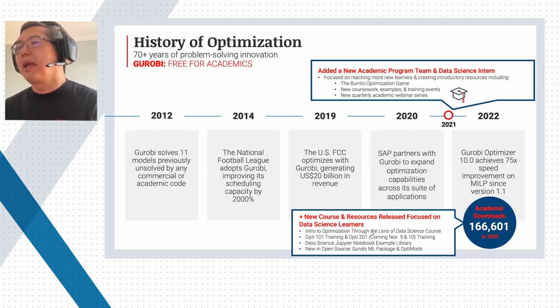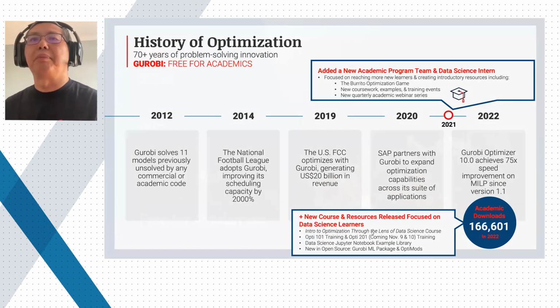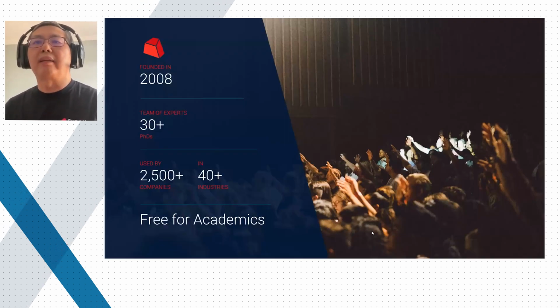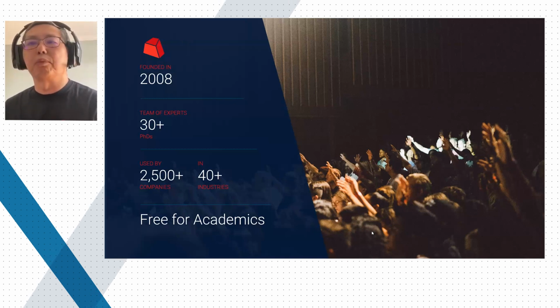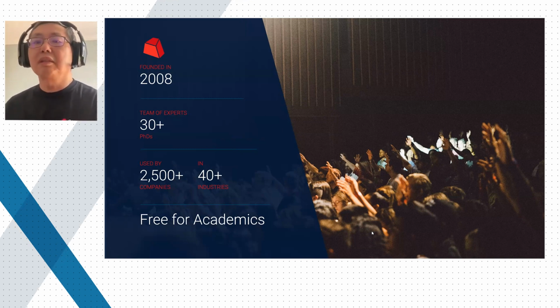One interesting thing: we have a lot of academic downloads, and for last year, more than 166,000. It's quite amazing. Now it's not just OR, but also data science, computer science, and engineering people who use it. We are quite happy. From the beginning, founding in 2008, to now, the company has more than 160 people, and we have a strong expert team with OR PhDs or computer science PhDs of more than 30 people. We are used by more than 2,500 companies across many industries, and importantly, it is free for academia.